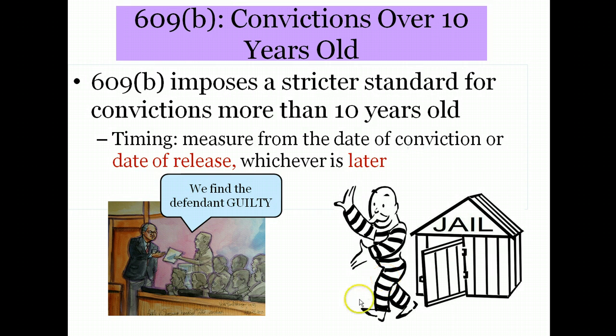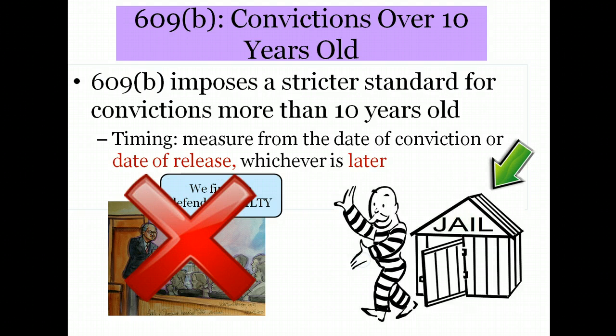Rule 609(b) tells us that we measure from the date of conviction or the date of release, whichever is later. If the defendant or if the witness served any time for the crime, then we use the date of release. You would only use the date of conviction if the defendant served no time or was sentenced to time served.